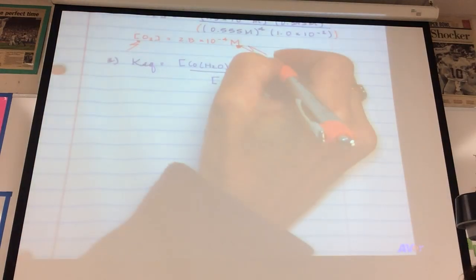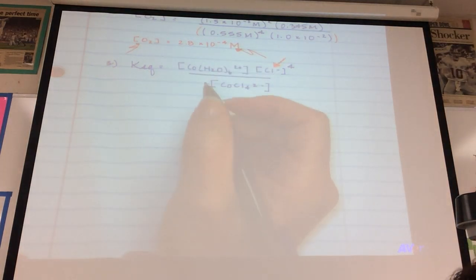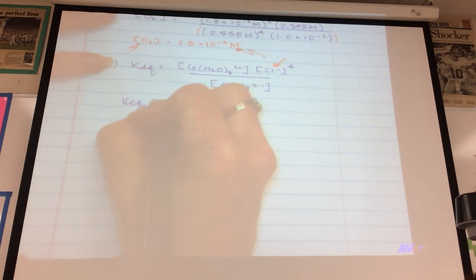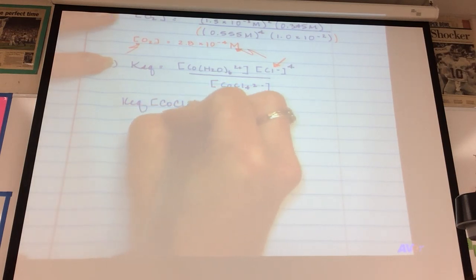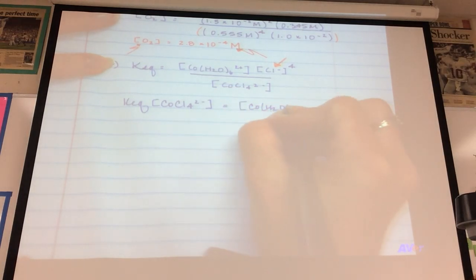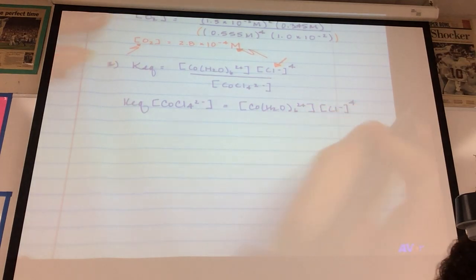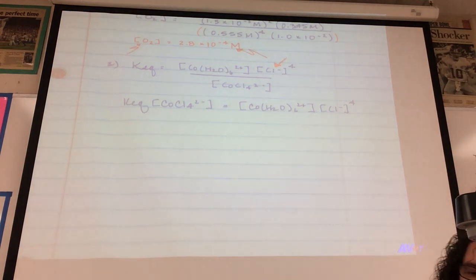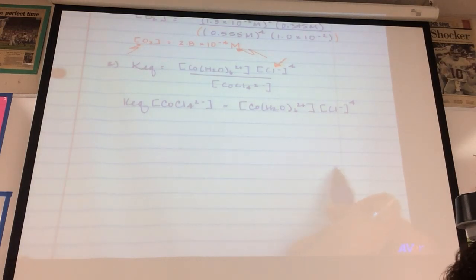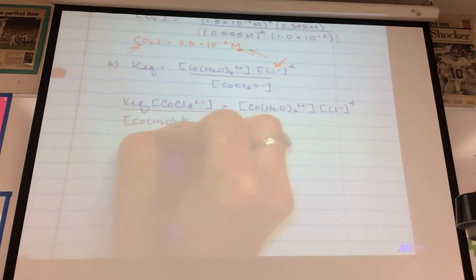Now we've got to get that by itself, and that's in the numerator. So I'm going to go ahead and cross multiply. I'm going to have KEQ times what was in the denominator. Here's my numerator. And what will I do next? Divide by that. So this is just baby algebra.